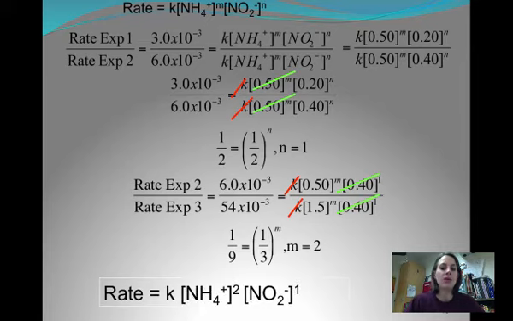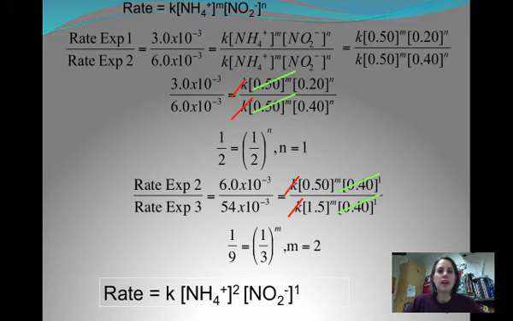I plug those numbers back into my original rate law, and I get something that tells us a more specific picture. It tells me that the concentration of the ammonium is more important than the concentration of nitrite. Like the rate changed more because the concentration of ammonium changed. So that's what that tells us from the rate down there.